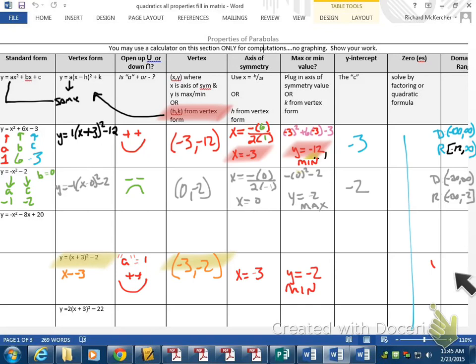The domain and the range, again, the domain is always all real numbers for a quadratic. And for the range here, it's everything from negative 2 up.